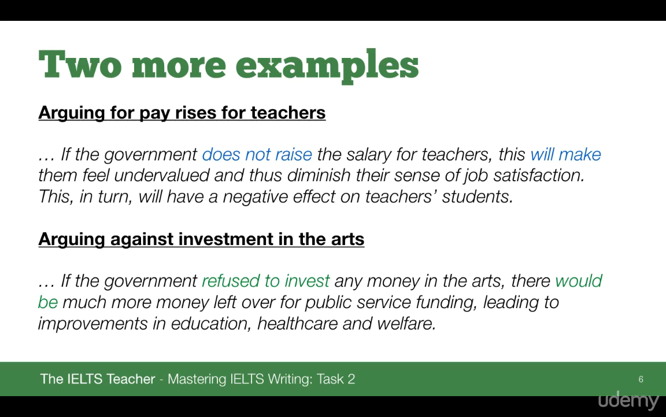So we're using the second conditional because we think it's unlikely that the government will not invest any money. So if they refuse to invest any money, that's quite unlikely. So we're using the second conditional here. So if you start by looking at the positive results of a situation, then you move on to look at the negative result of the opposite situation and vice versa. That's how we can use conditionals.